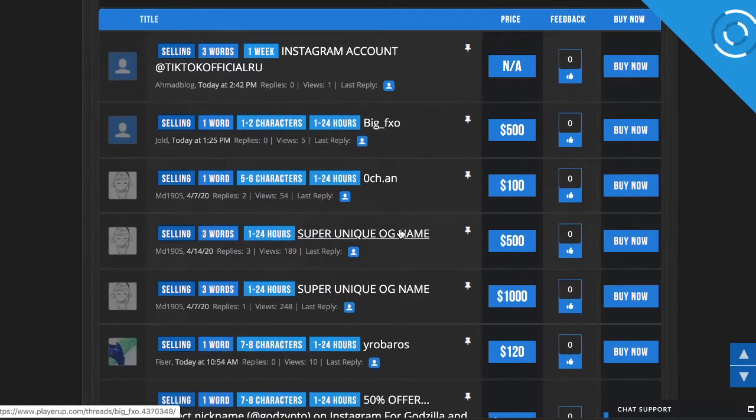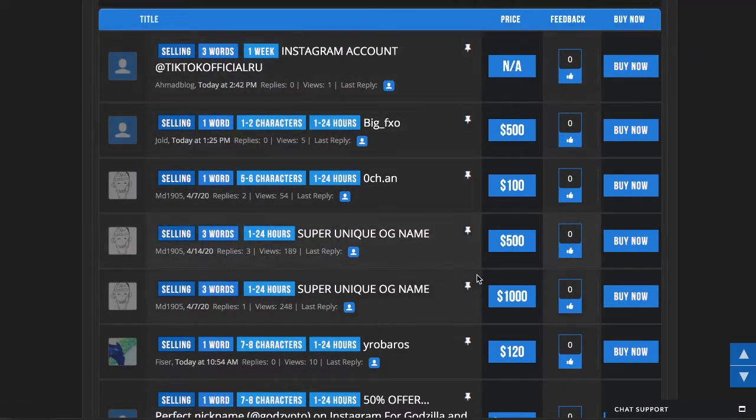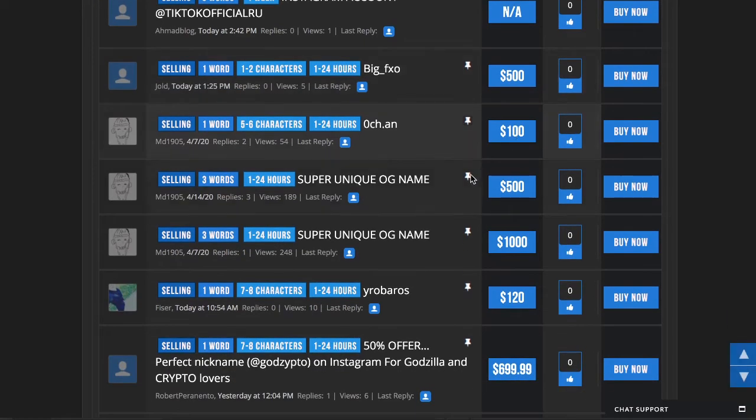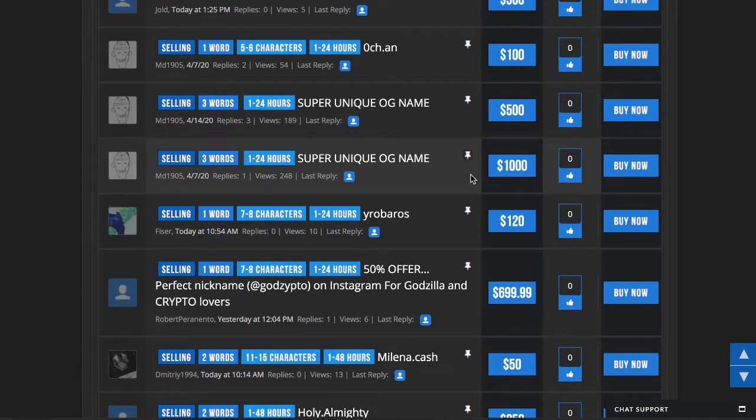Now, you see the prices over here? $1,000, $500, $100, $500. What happens is these people have Instagram usernames that they are selling for hundreds and hundreds of dollars, okay?